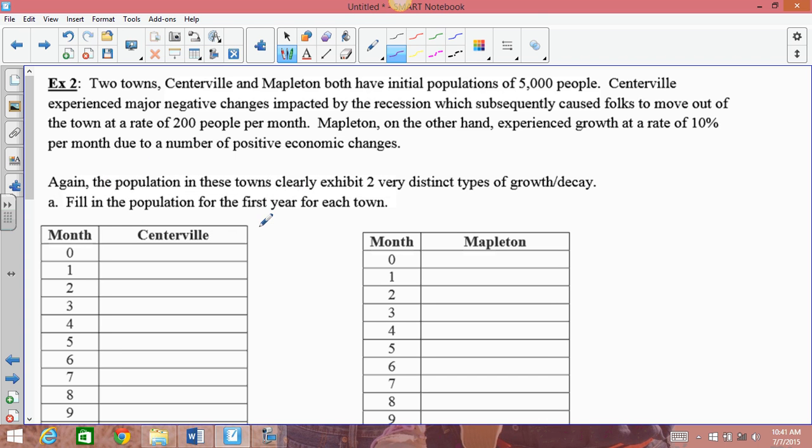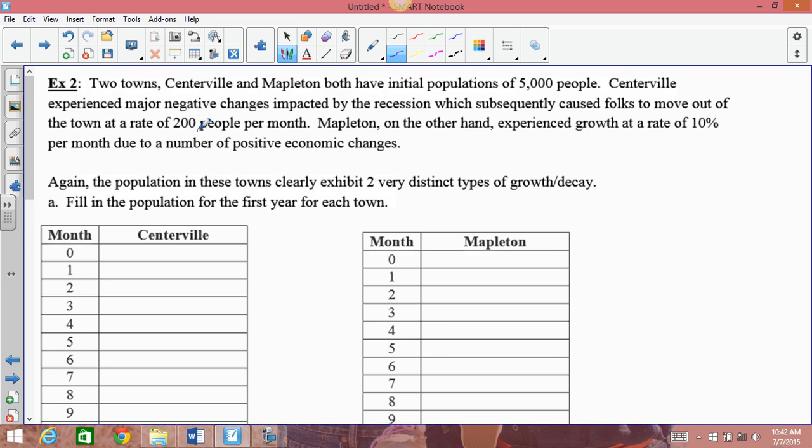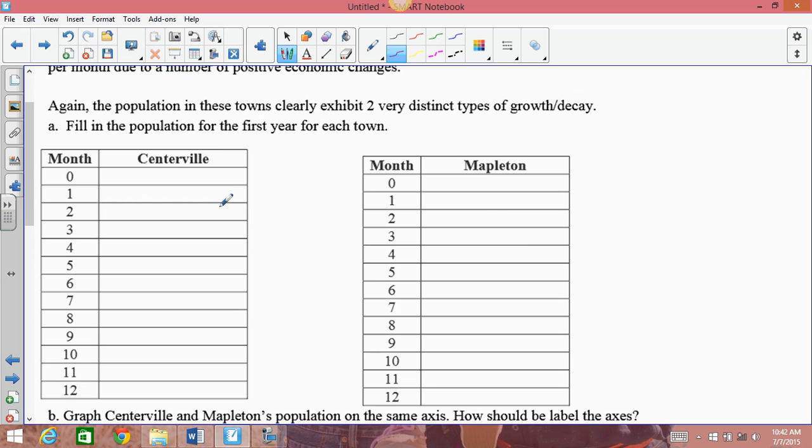We want to fill in the population for the first year for each town. And you might want to pause the video at this point and do Centerville, because Centerville is linear. As you can see, it was 200 people per month, so it's very straightforward. Mapleton is the reason why I'm doing this part of the problem, because I want to give you a concrete way of making sure that you can get these numbers in this column.